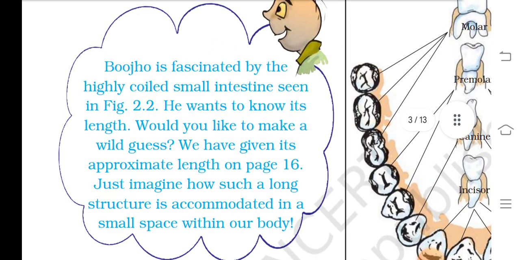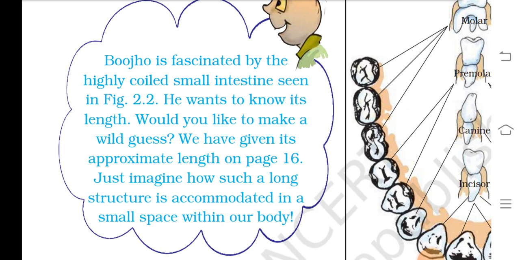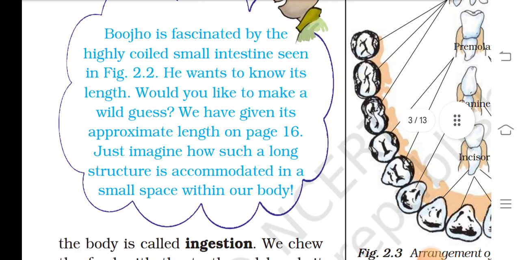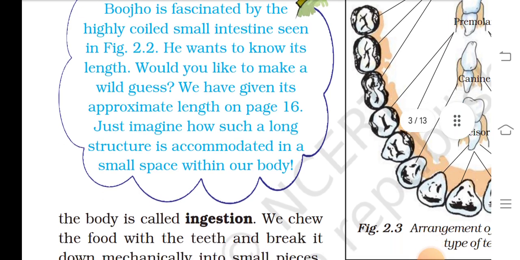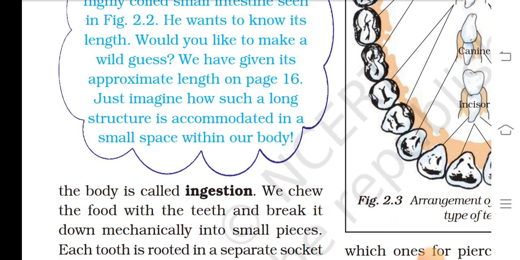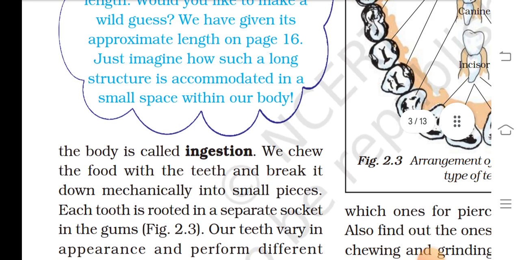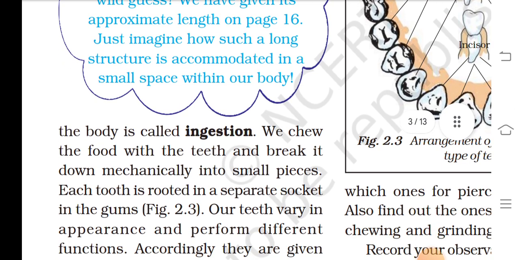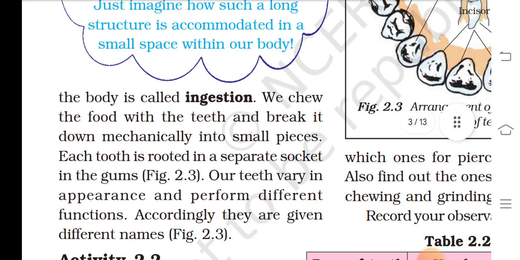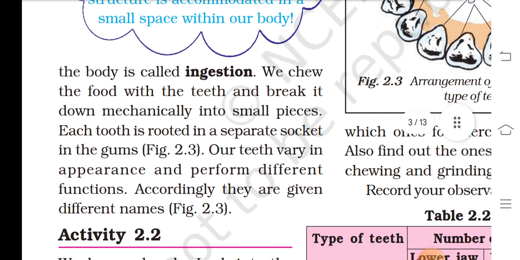Bojo is fascinated by the highly coiled small intestine seen in Figure 2.2. He wants to know its length. Would you like to make a wild guess? We have given its approximate length on page 16. Just imagine how such a long structure is accommodated in a small space within our body.